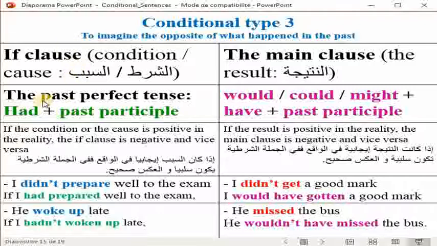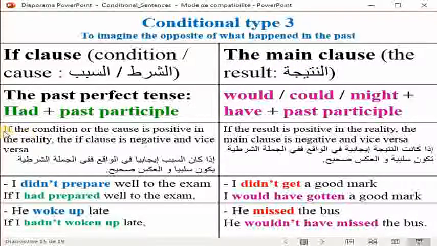So in the if clause we should have the past perfect tense, had plus past participle, and in the main clause we should have would have plus past participle, or could have plus past participle, or might have plus past participle, or should have plus past participle. This is the structure we should have in the main clause.